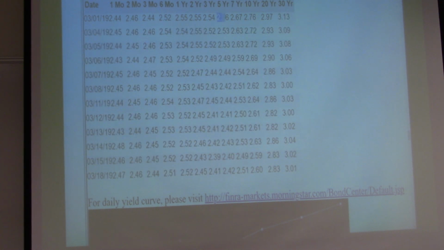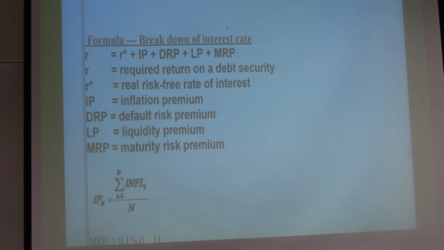Also 5 years should be higher than 2 years, and 5 years should be higher than 1 year. Even though those are all treasury securities with no default and no liquidity premium, inflation might be higher and maturity risk should be higher. So the longer you wait for your investment, the higher the return should be. So this is how you break it down.